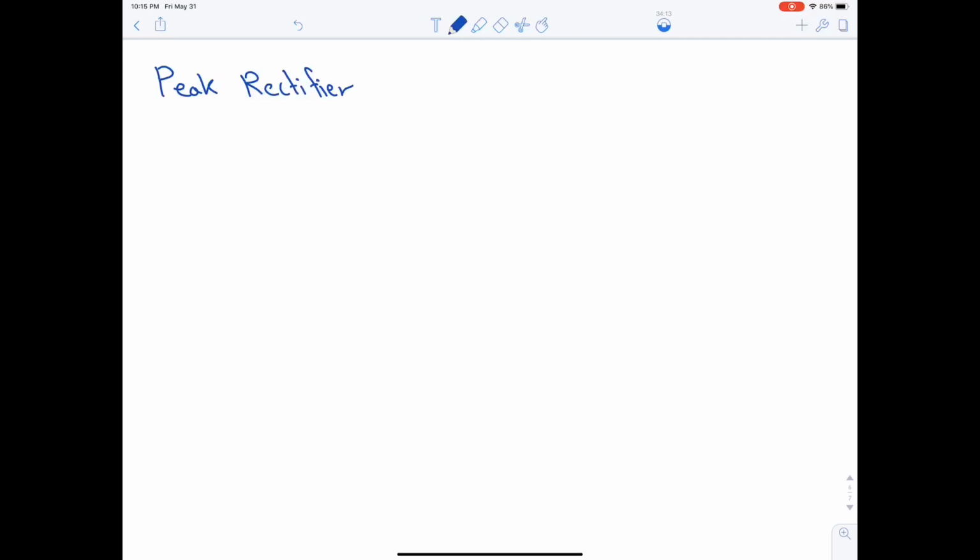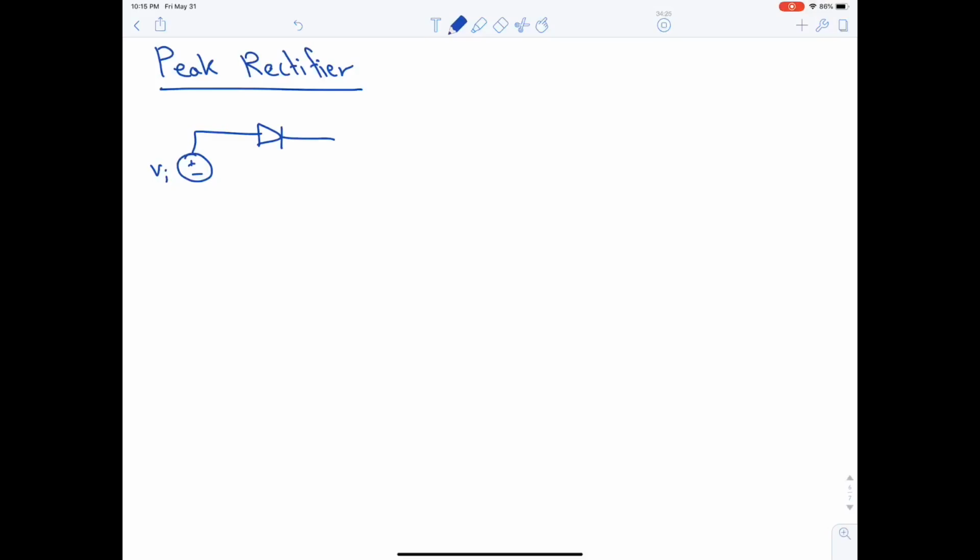As its name suggests, it identifies your peak value. How does it do it? Let me show you. It's a Vi, source, diode, and a capacitor. Okay? V output is measured on the capacitor. Now, we will consider the ideal case of the capacitor. Ideal case of capacitor, not the diode. The diode is ideal. Ideal case of capacitor and ideal case of the diode. Ideal diode.